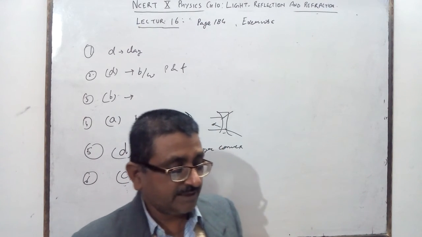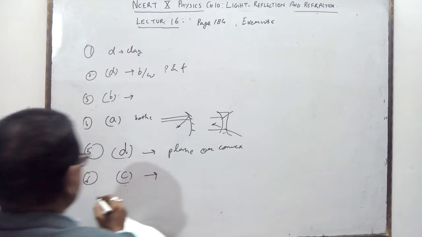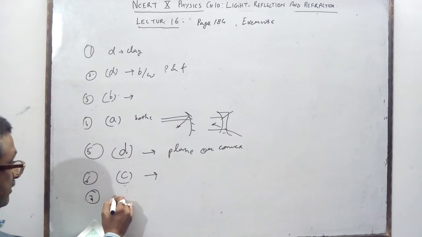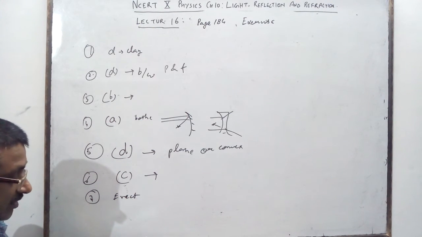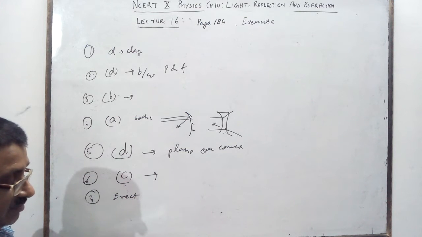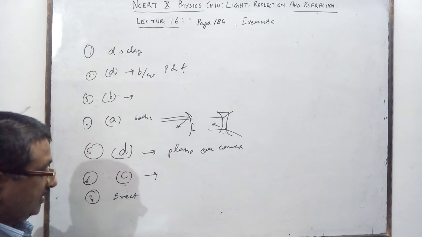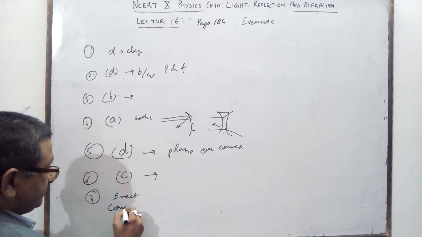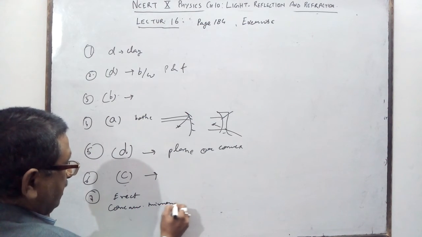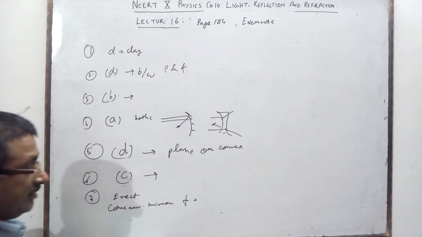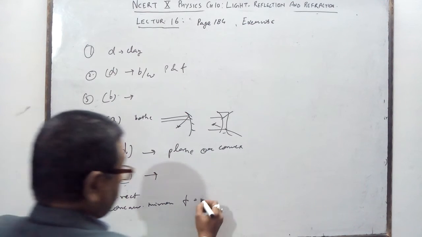We wish to obtain an erect image of an object. First thing, we want to get the erect image of an object using a concave mirror of focal length. The concave mirror has a focal length of negative 15 centimeters.